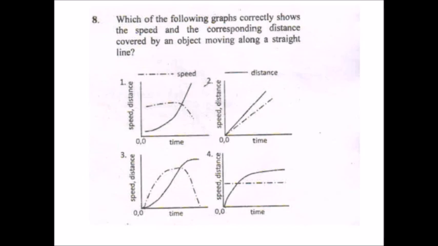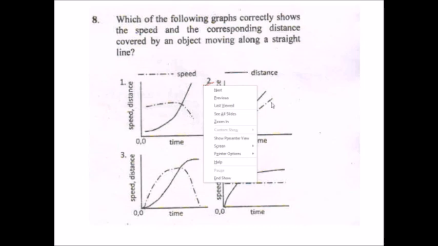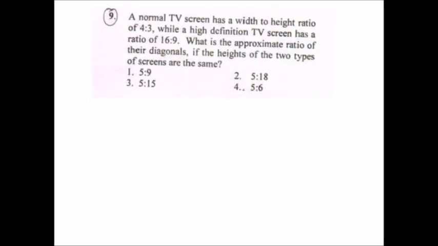Which of the following graphs correctly shows the speed and the corresponding distance covered by an object moving along a straight line? As this is a straight line, what will be here? This graph represents the best of this question. So the answer will be 2.